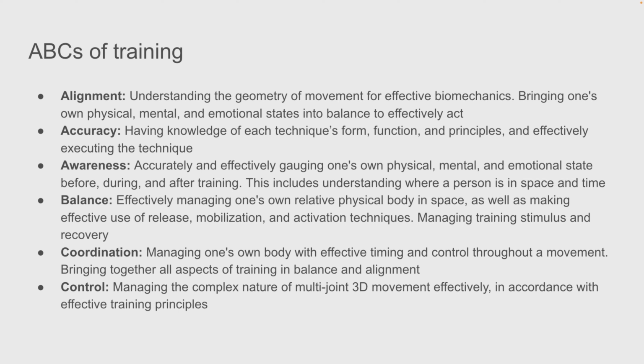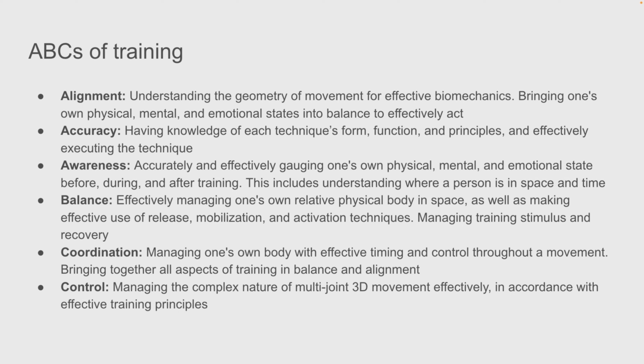So first, let's talk about the ABCs of training. The A's are alignment, accuracy, and awareness. The B is balance, and the C's are coordination and control. Now, that might seem a little bit redundant because in order to coordinate your body, you have to control it. But we'll talk about why I listed those separately.